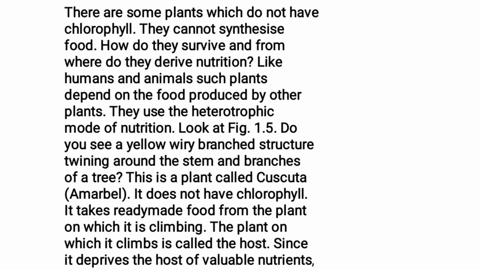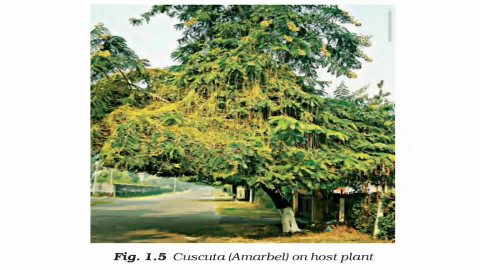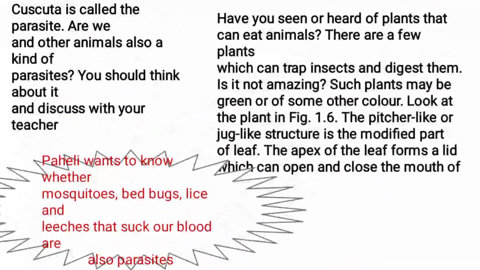This is a plant called Cuscuta or Amarbel. It does not have chlorophyll. As it does not have chlorophyll, you can see that it is yellow in color. It takes ready-made food from the plant on which it is climbing. You can see how it is climbing on a green plant, that is the host plant. The plant on which it climbs is called a host. Since it deprives the host of valuable nutrients, it derives nutrients from the host plant.